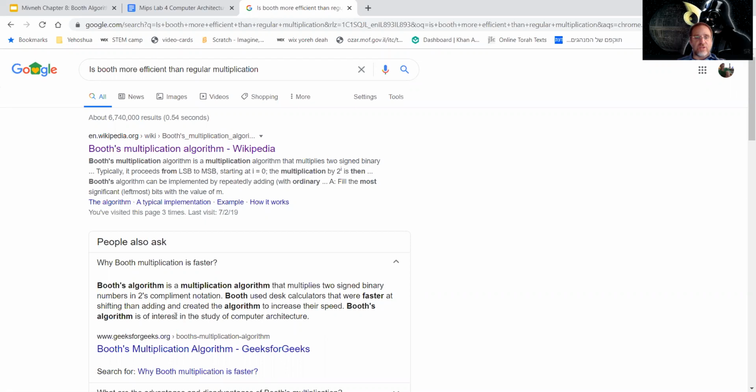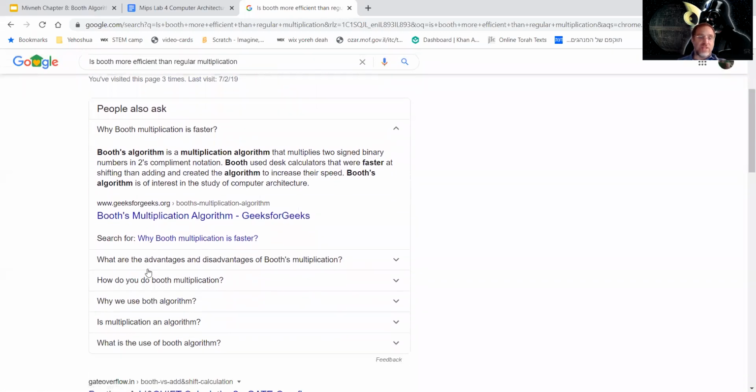Booth's algorithm is of interest in the study of computer architecture. So it's of interest. But I don't understand this statement, because Booth says they were faster at shifting than adding, but you do shifting also with regular multiplication. And you do adding. So either way, you do shifts and adds. I don't see why Booth has more shifts. It has fewer adds, maybe. Depends on the number.